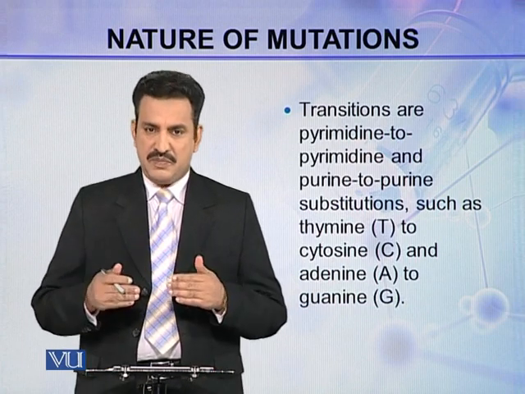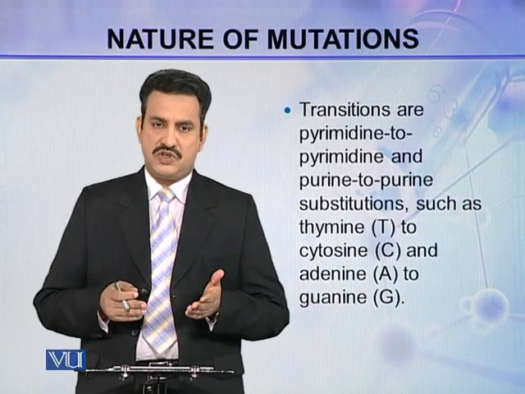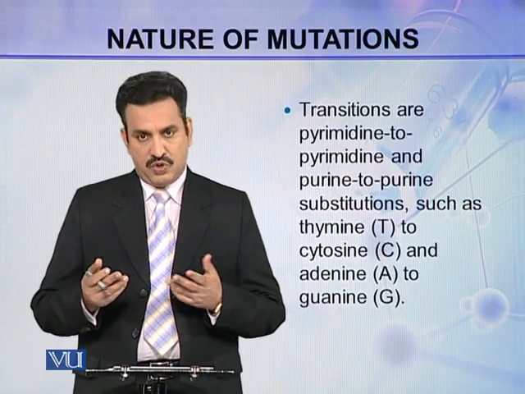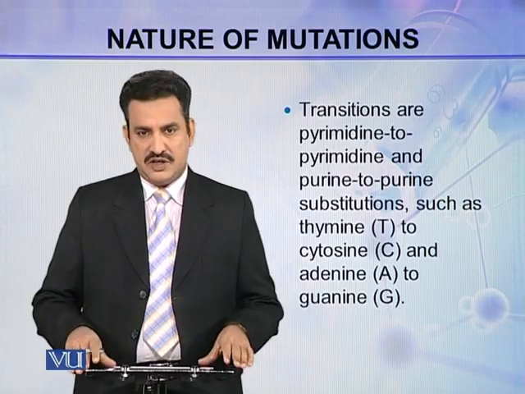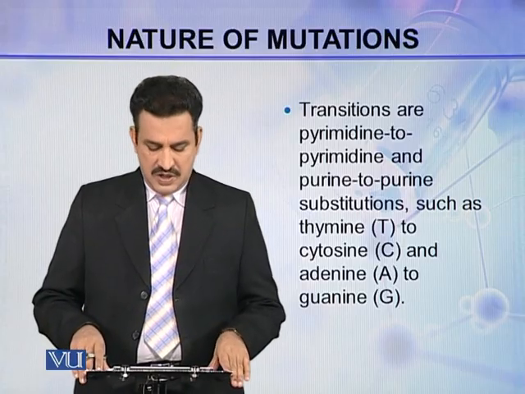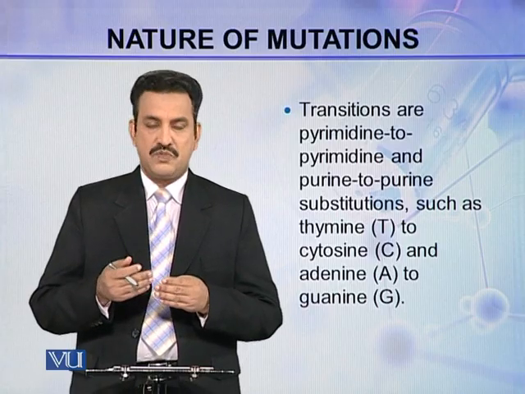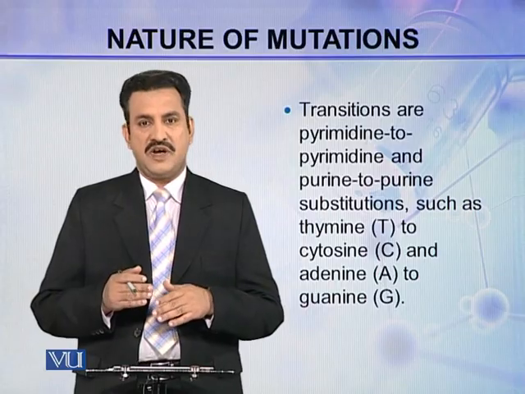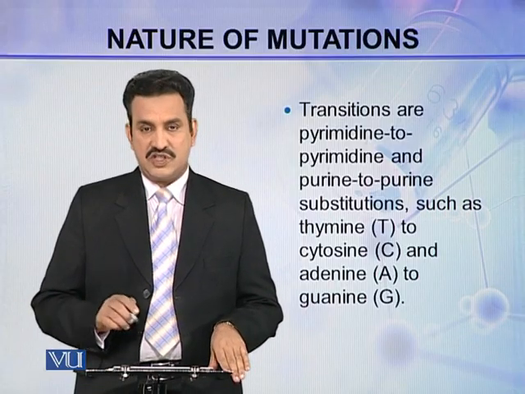Transitions are pyrimidine to pyrimidine and purine to purine substitutions, such as thymine to cytosine, both are pyrimidines, and adenine to guanine, and these both are purines. So, a purine is replaced by another purine, or a pyrimidine is replaced by another pyrimidine. Such changes are called transitions.